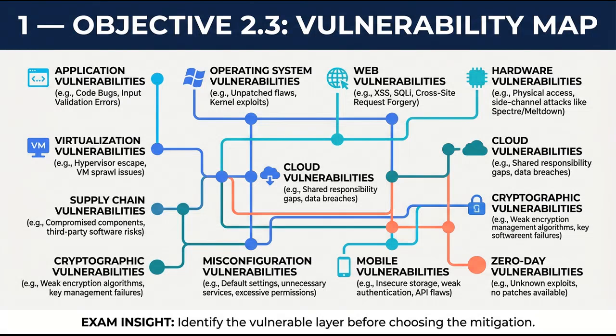CompTIA Security+ Objective 2.3 asks you to explain various types of vulnerabilities. A vulnerability is a weakness that could be abused to affect confidentiality, integrity, or availability. The objective spans application flaws, operating system weaknesses, web vulnerabilities, hardware and firmware problems, virtualization, cloud-specific exposure, supply chain weaknesses, cryptographic failures, misconfiguration, mobile device weaknesses, and zero days.